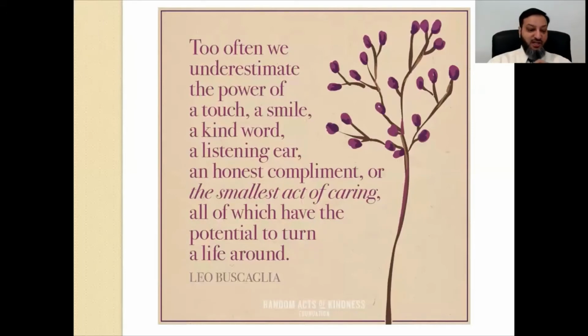Emotional intelligence is having the intelligence to know that you have the potential to turn the life around of another person and have a positive impact on another person through your interactions with them, and making sure that all your interactions are positive. So that little touch, that little smile, that kind word, that listening ear, right? That praise and compliment, that small act of caring, right?